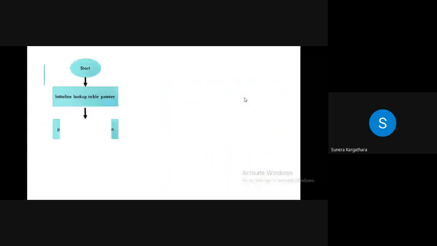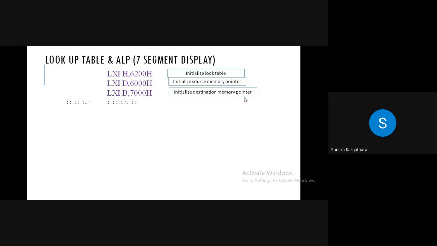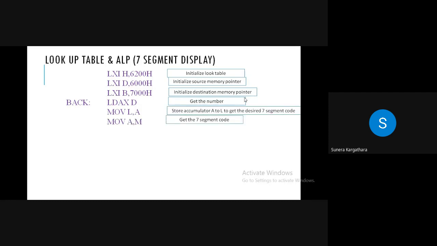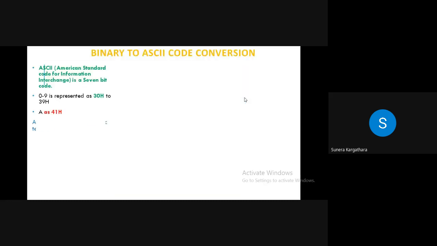So this concept, if you remember, we discussed: we will do initialization of the lookup table, take the number from the source memory pointer, and take one destination memory pointer. We take the data from the source, retrieve the data from the lookup table, and store it onto the destination memory pointer, right? So this we had already discussed.